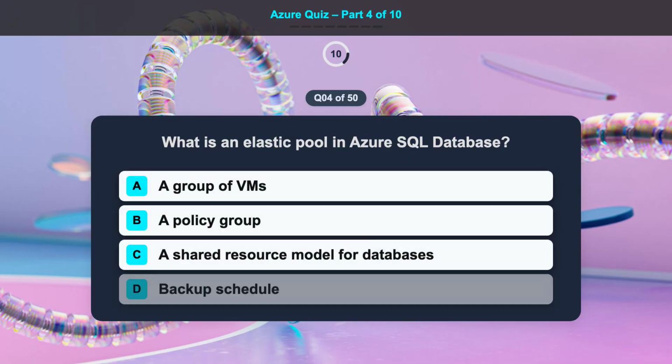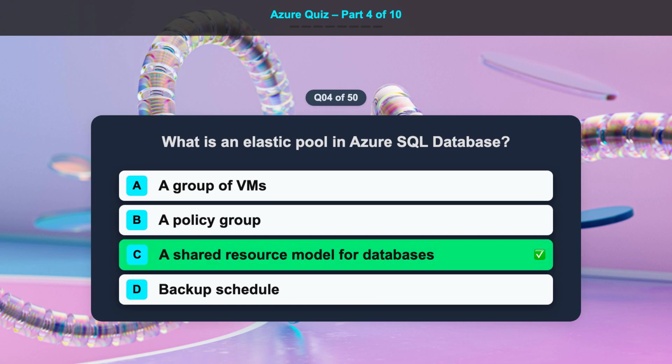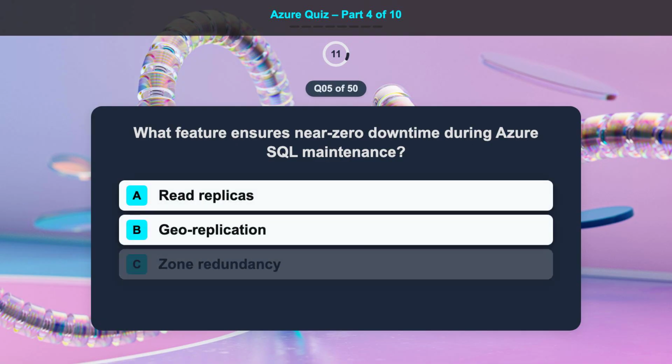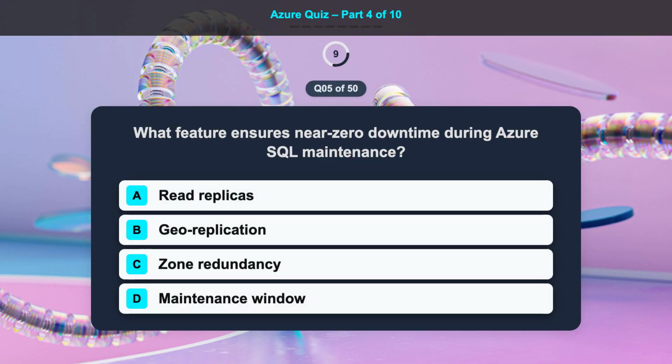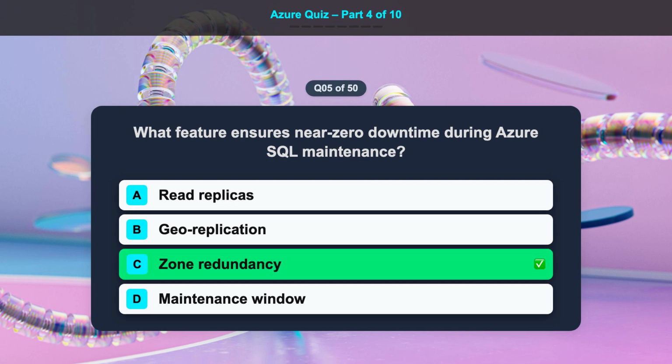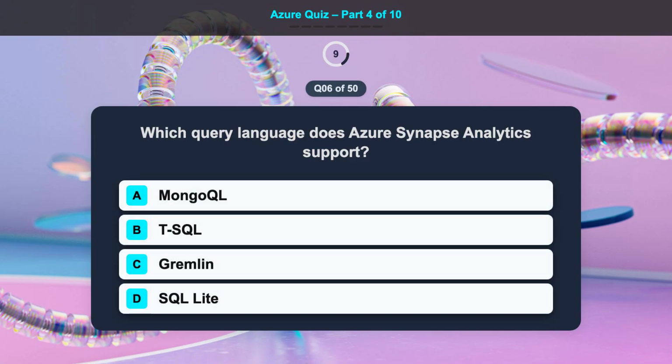Question 4. What is an elastic pool in Azure SQL Database? Question 5. What feature ensures near-zero downtime during Azure SQL maintenance? Question 6. Which query language does Azure Synapse Analytics support?